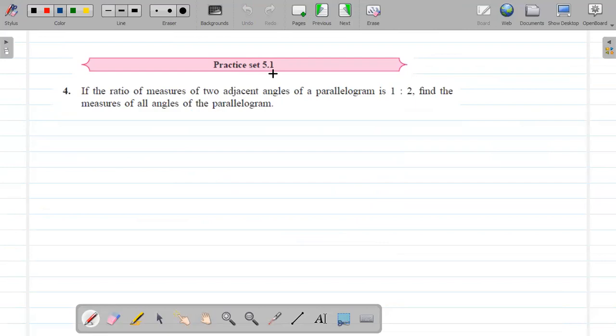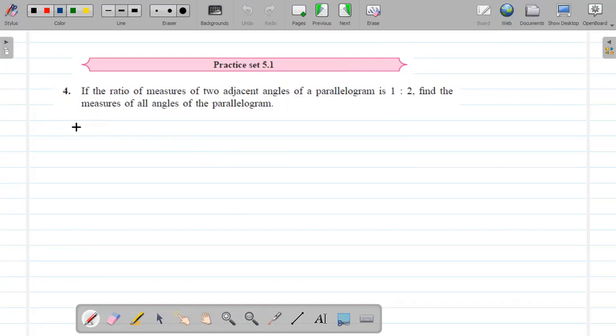Yeah, the easy question. If the ratio of measures of two adjacent angles of a parallelogram is 1:2, find the measure of all angles of the parallelogram. So what property do we use here? We are given some information about the adjacent angles. So we should know what the property is for adjacent angles of a parallelogram. So let's start with this.